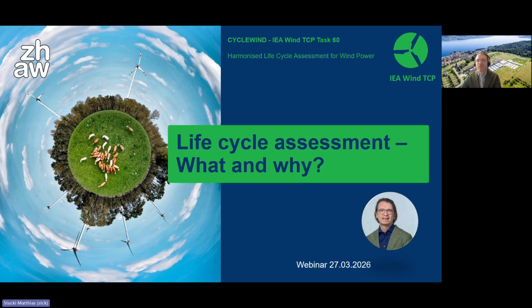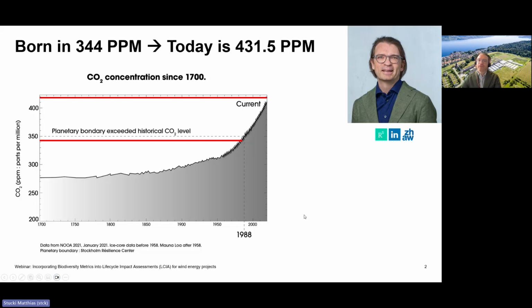And I have the honor to give you a very short introduction into what is life cycle assessment and why we find it important. And I would like to start a little personal. Myself, I am now 42 years old. So when I was born, the concentration of CO2 in the atmosphere was 344 parts per million. And then just a few years later was the first time when the planetary boundary was exceeded, a historical level on CO2. And ever since then, it was just going up, up, and up, increasing. And when I checked this morning, the latest number is that today the concentration of CO2 is 431 parts per million, so significantly higher, leading to global warming.